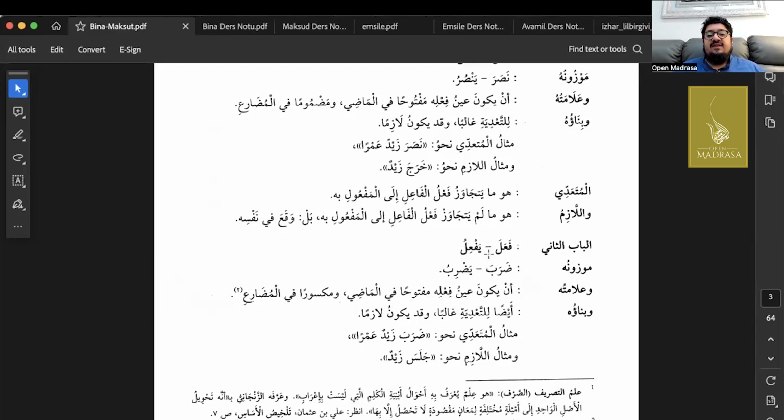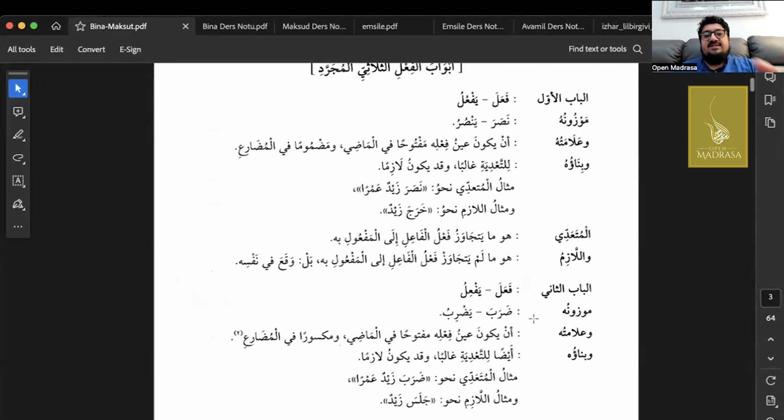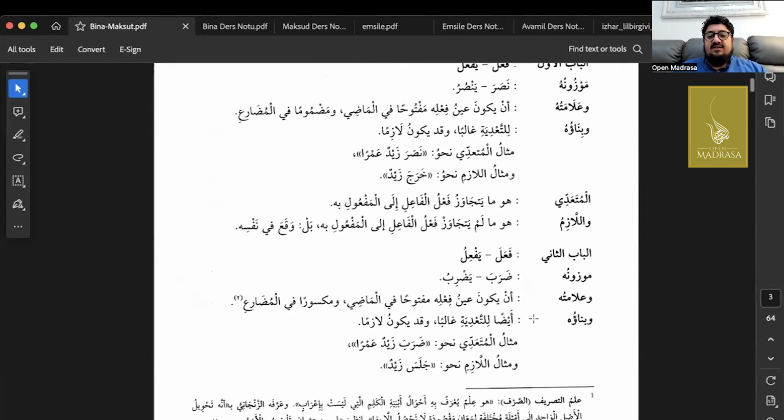It's that agency of the act of the subject transferring to the object, ما وقع عليه فعل الفاعل. It's that upon which the act of the subject manifests or occurs. واللازم هو ما لم يتجاوز. It doesn't. The فعل الفاعل, the act of the actor, of the subject, does not transfer إلى المفعول به, to the object. بل وقع في نفسه. Rather, it occurs within itself. هكذا he's explained that. Look at that. Very simple, very clear, very subtle.